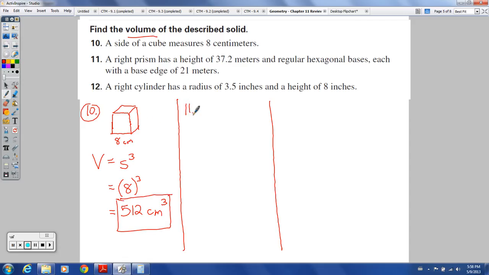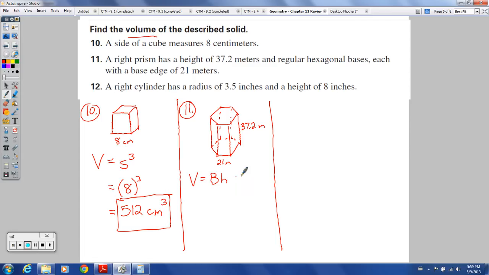Number 11, a right prism and regular hexagonal bases. Okay, so we have a hexagon base, and it's a right prism, so it's going to look something like this. And I'll draw the hidden line parts here. We'd have that going on back here. The height is 37.2 meters, each with a base edge of 21 meters. So like that, the volume of a prism is supposed to be the area of the base times the height.